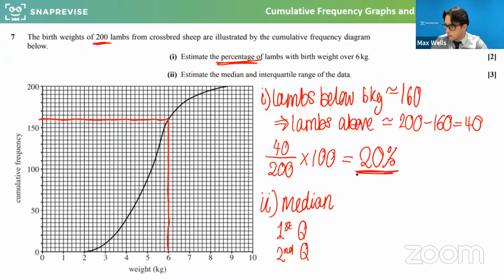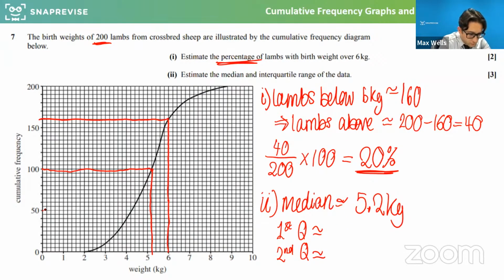So let's have a little look. And again, straight from the diagram, it's out of 200. So the median, we're going to go across at 100, read it down, and it looks like 5.2 kg. The first quartile is going to be at 50. Read that down, and that looks like that's at 4.2.